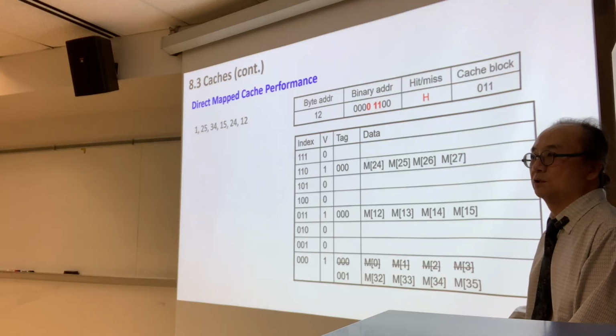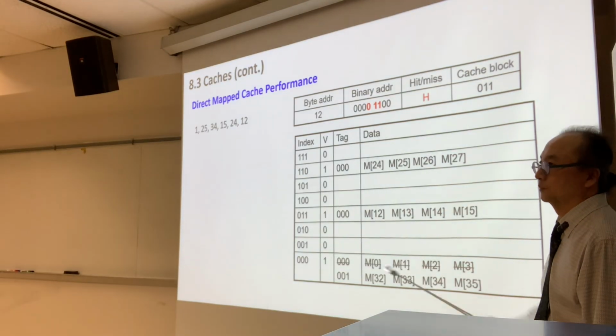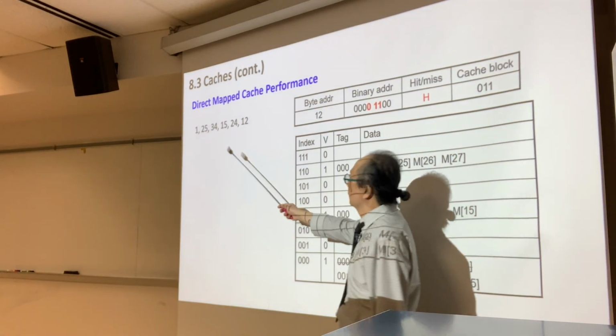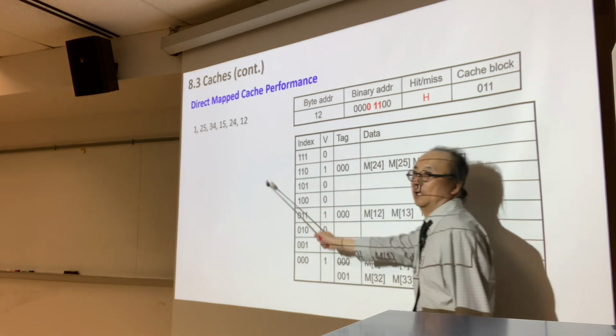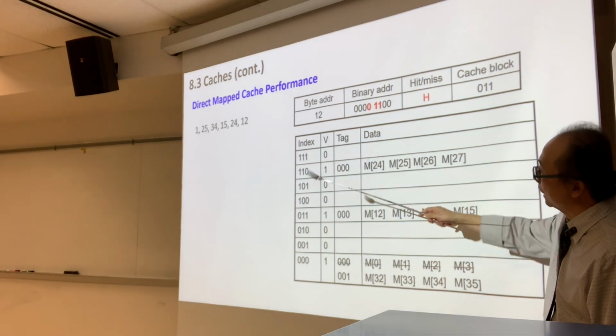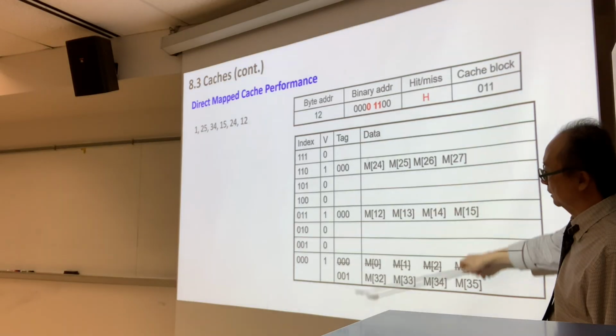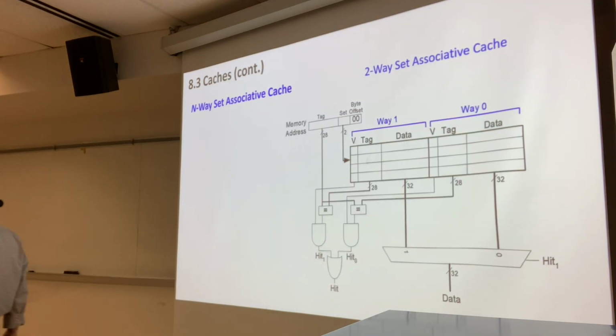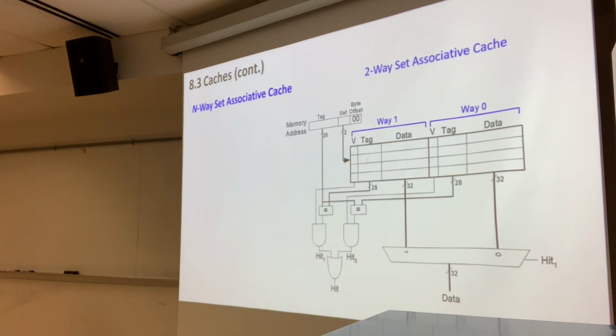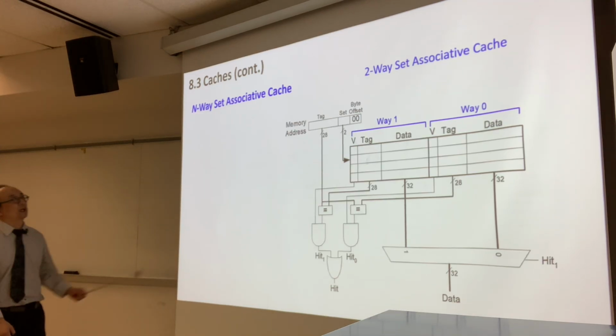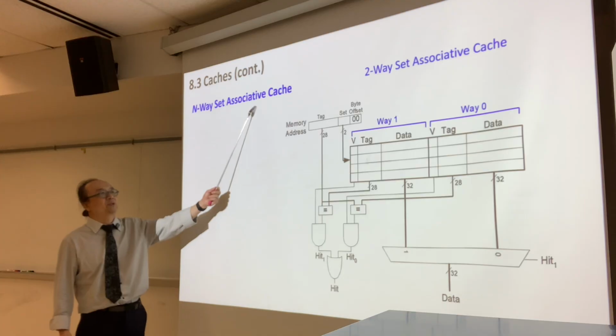So that's the result of executing 6 LDR instructions in that order. The cache content is going to be this. So we talked about direct map up to this point, and we'll talk about n-way set associative cache.